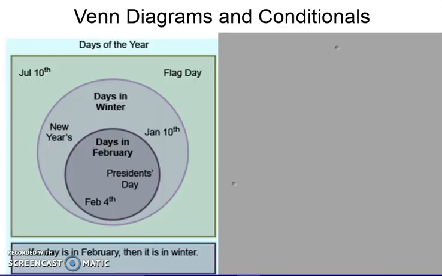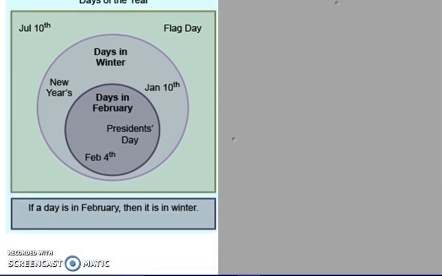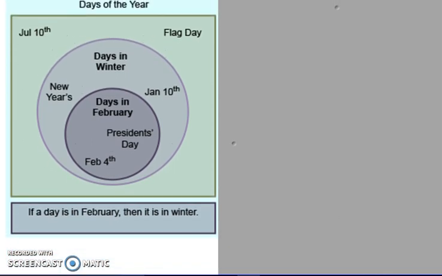Now, the first thing we want to talk about is Venn diagrams and conditional statements. If you look at the Venn diagram that's on the screen, it's not one that you're used to seeing. We're going to see some more of these in geometry now. If we look at those Venn diagrams, we have days of the year. And if we look at that inside smaller circle, it says days in February. So there's February 4th, there's President's Day. There are plenty more. We're only listing a few. The bigger circle says days in winter.